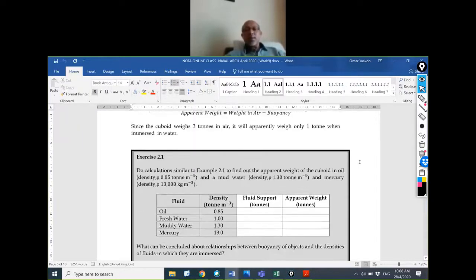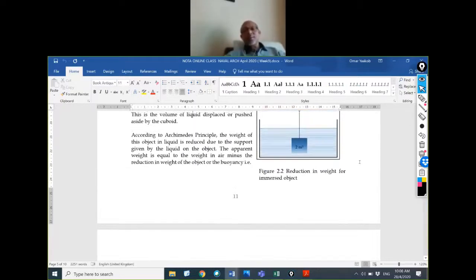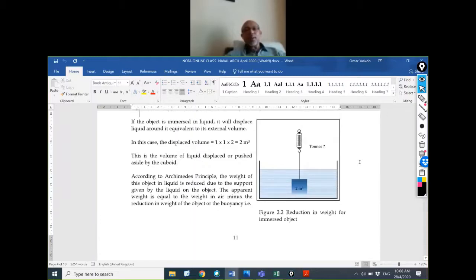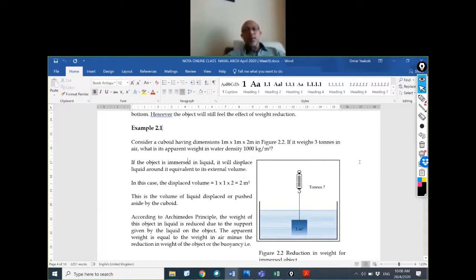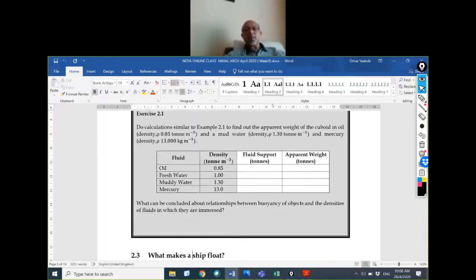The exercise is almost exactly similar to the example. So this is example 2.1. And the exercise is just to change the density. Do similar calculation, but change the density and put it inside this table. What is the apparent weight when it's in oil, in muddy water, in mercury? We have done the calculation for fresh water just now using 1 ton per meter cube as the density.